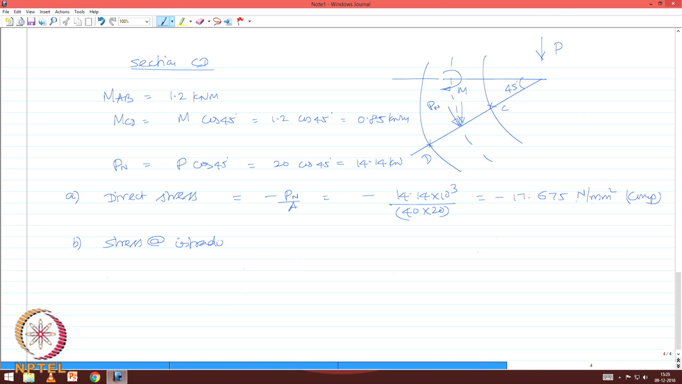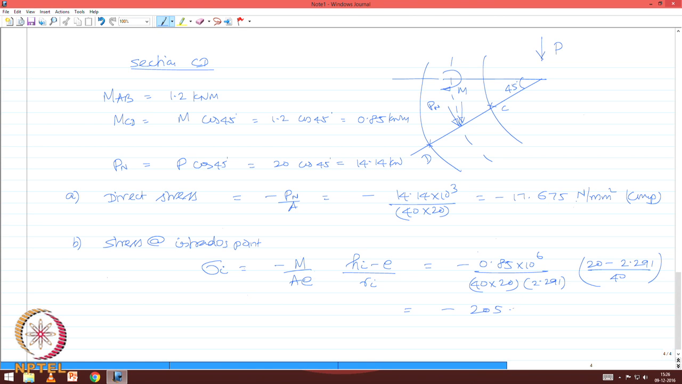Stress at intrados point is given by sigma i is minus M by AE, h i minus E by Ri, which is now equal to minus 0.85 into 10 power 6 by 40 into 20 into E, which is 2.291, and h i is 20 minus 2.291 by Ri, which is 40, which gives me a value of minus 205.32 Newton per mm square compressive.